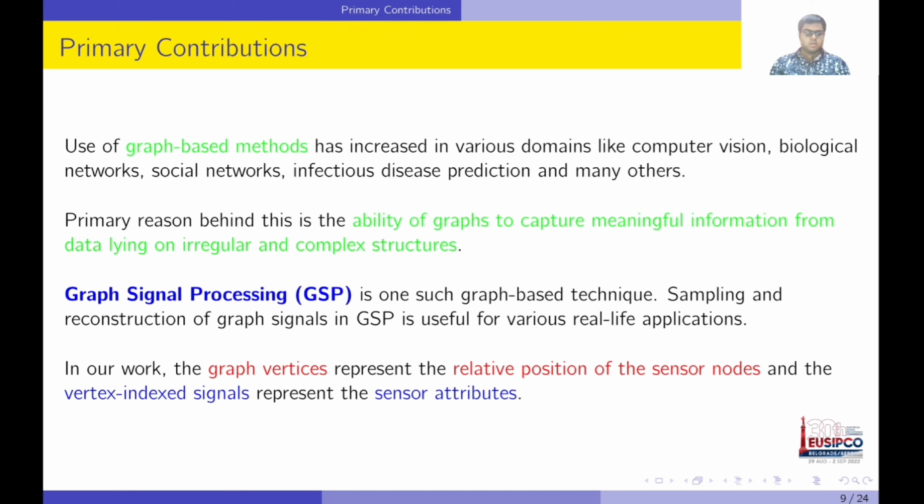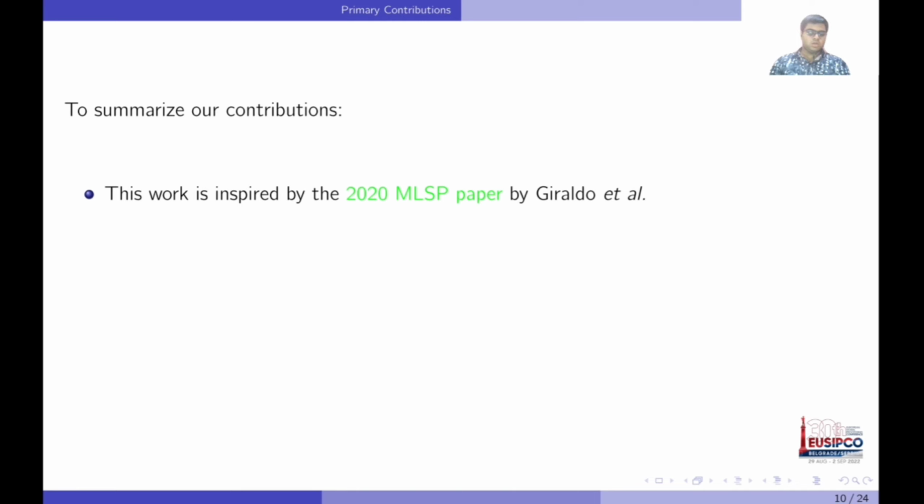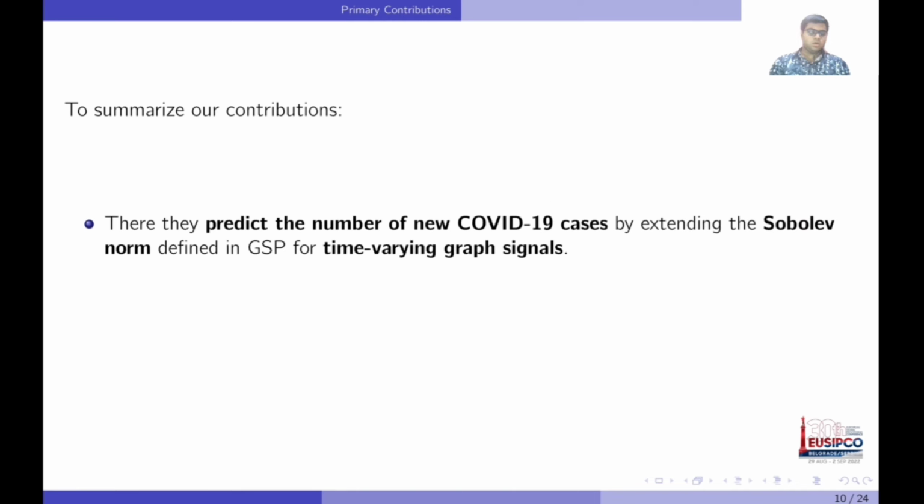To summarize our contributions, we introduced the concept of reconstructing time-varying graph signals to recover missing data in wireless sensor networks. Our work is inspired by the 2020 Machine Learning for Signal Processing Workshop paper by Gerald and others. In that paper, they predict the number of new COVID-19 cases by extending the Sobolev norm defined in graph signal processing to time-varying graph signals. Here we utilize the Sobolev method for the recovery purpose. This method shows significant performance improvement over the state of the art, and we validate our claim by performing experiments on multiple publicly available datasets which are collected from diverse environments, both indoor and outdoor.